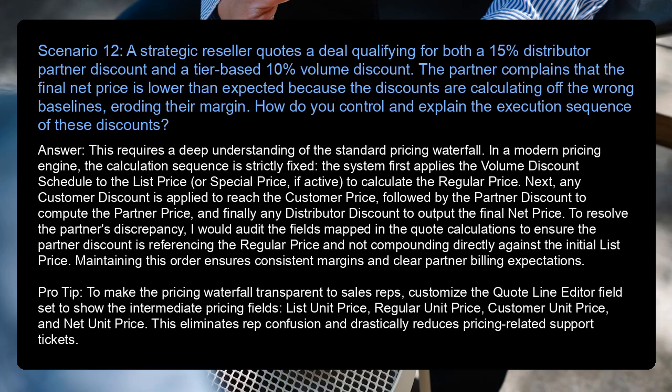Pro tip: to make the pricing waterfall transparent to sales reps, customize the quote line editor field set to show the intermediate pricing fields. List unit price, regular unit price, customer unit price, and net unit price. This eliminates rep confusion and drastically reduces pricing-related support tickets.